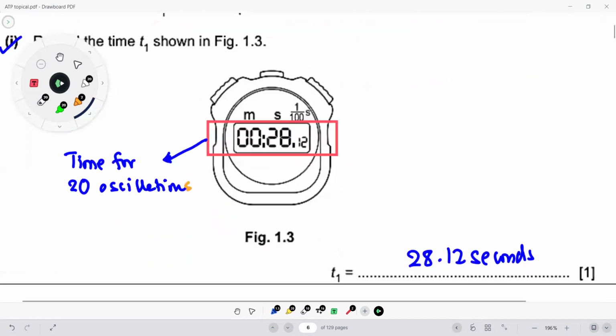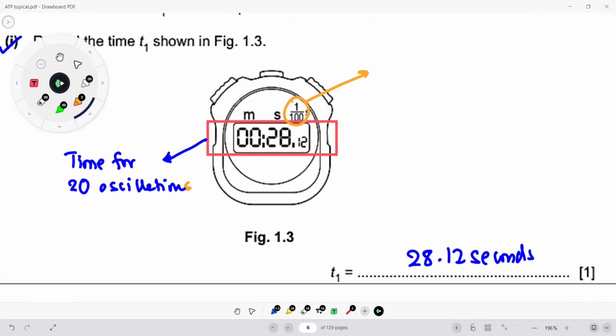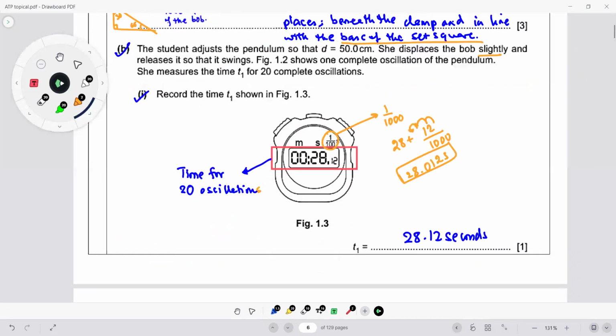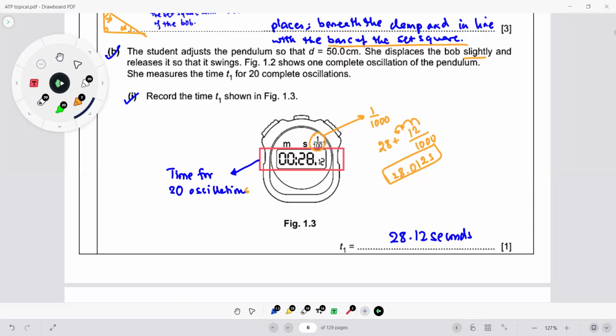So it's 28.12. You see this 1 upon 100. ये अगर 1 upon 1000 होता है तो please make sure, ये अगर 1 upon 1000 होता तो हम इसकी क्या reading लेते? It would have been 28 seconds, yes, plus 12 upon 1000. 12 upon 1000 is 0.012. Please make sure examiner यहाँ खेल सकता है आपके साथ. It's going to be 28.012 seconds then. ये reading हम अक्सर stopwatch पे ignore करते हैं. Don't do that. Okay. It's 28.12 seconds in this case.